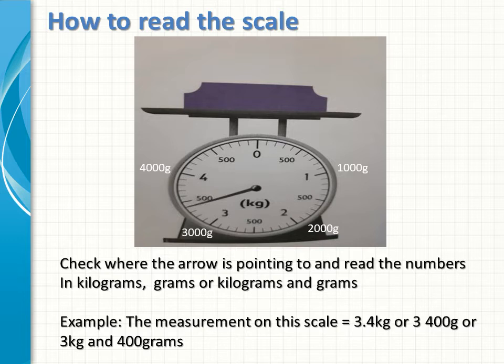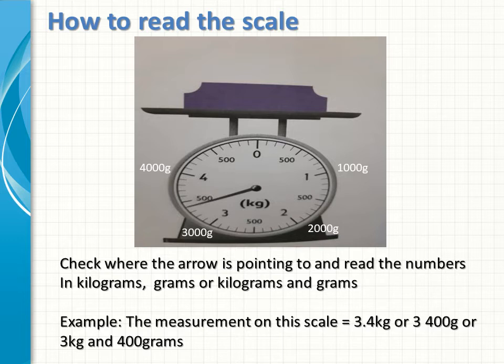Can you see where we have kg on this scale? See, we have kg in brackets. Do you know what it is telling us? It is telling us that you will read your measurements in kilograms. Okay? Now let us look at the numbers. We have 0, 500, 1, 500, 2, 500, 3, 500, 4, 500.